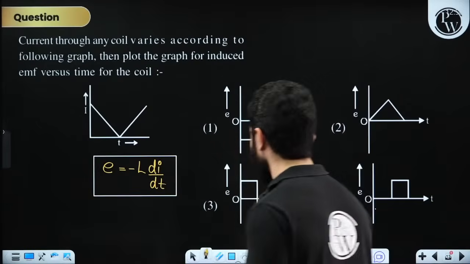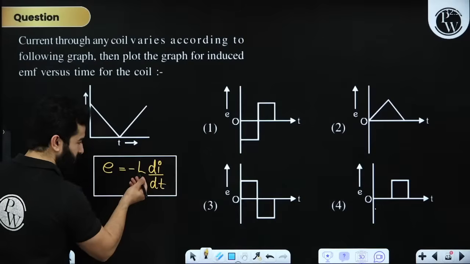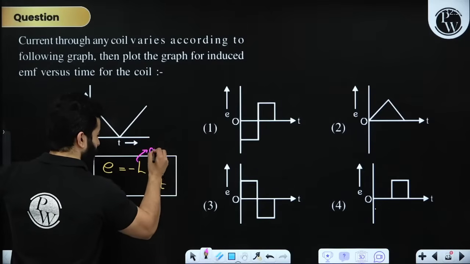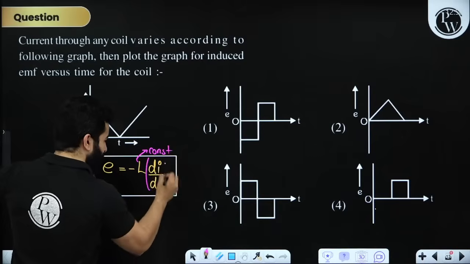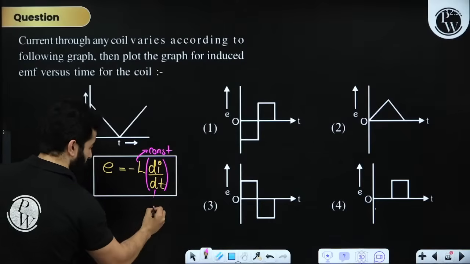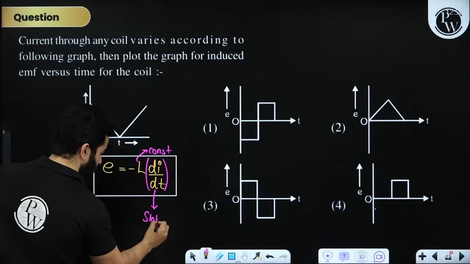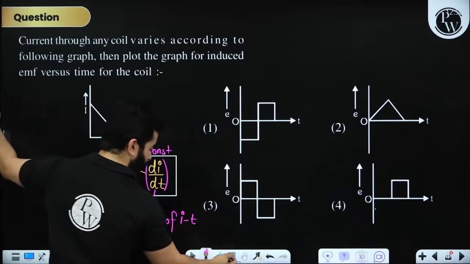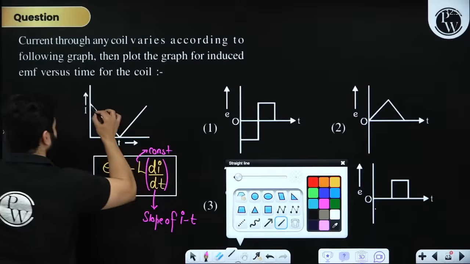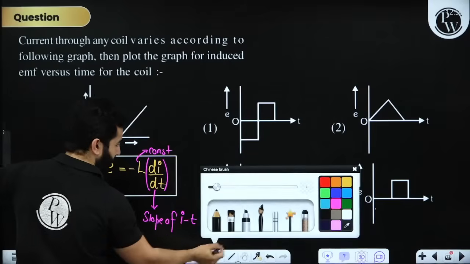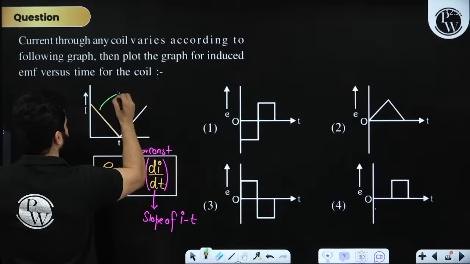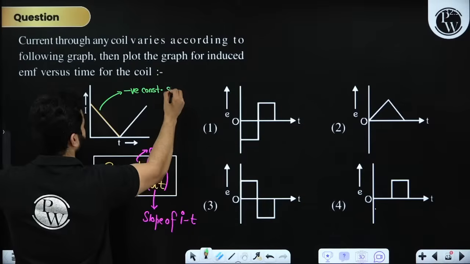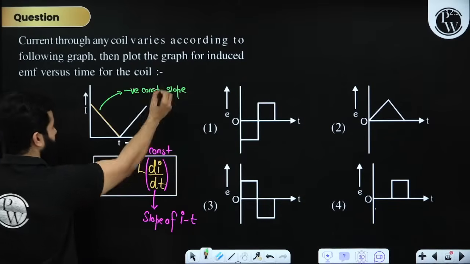Now in this question, this L is self-inductance, the coefficient of self-inductance. So this is constant, right? This remains constant. Now di by dt over here is the slope of the I-T curve. So from this point to this point, we have got a negative constant slope, right? Negative constant slope.